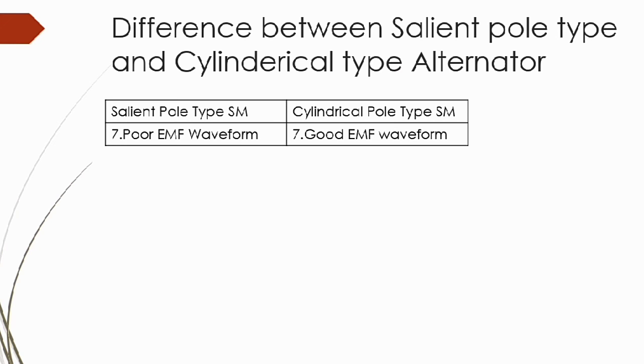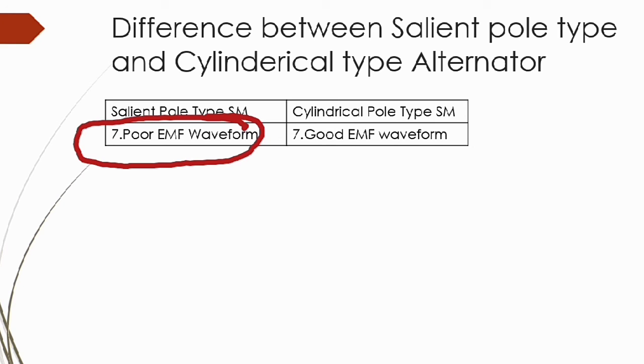Hope you understand this. Then at the last, poor EMF waveform and good EMF waveform. In a salient pole type synchronous machine there is saliency because the air gap is non-uniform, and there is a reluctance torque over there. So that's why the EMF waveform is not of good form.